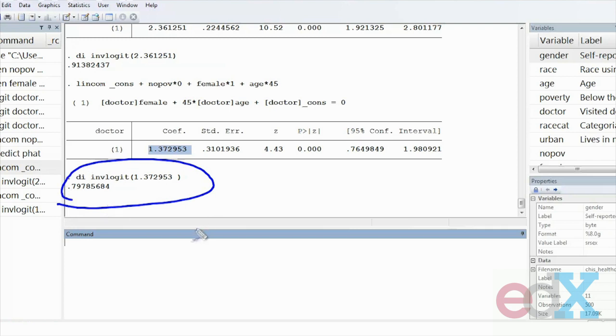And I find that my predicted probability of visiting the doctor is 79.8% when this woman is below the federal poverty level. So it drops from 91.4% to 79.8% when I change poverty status.